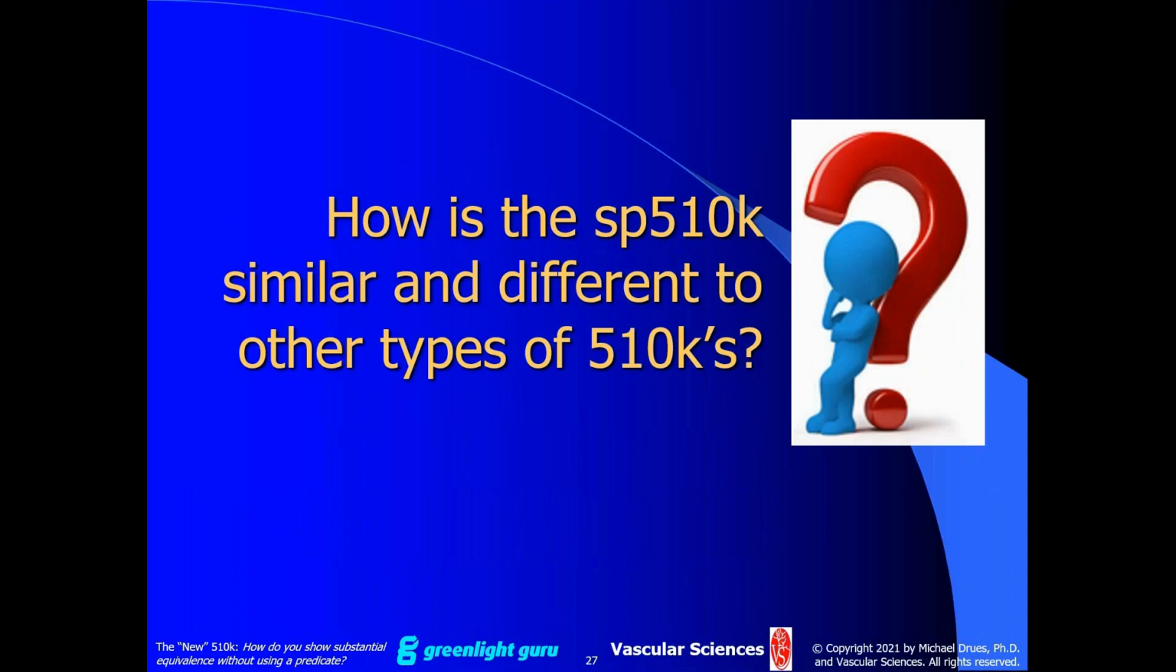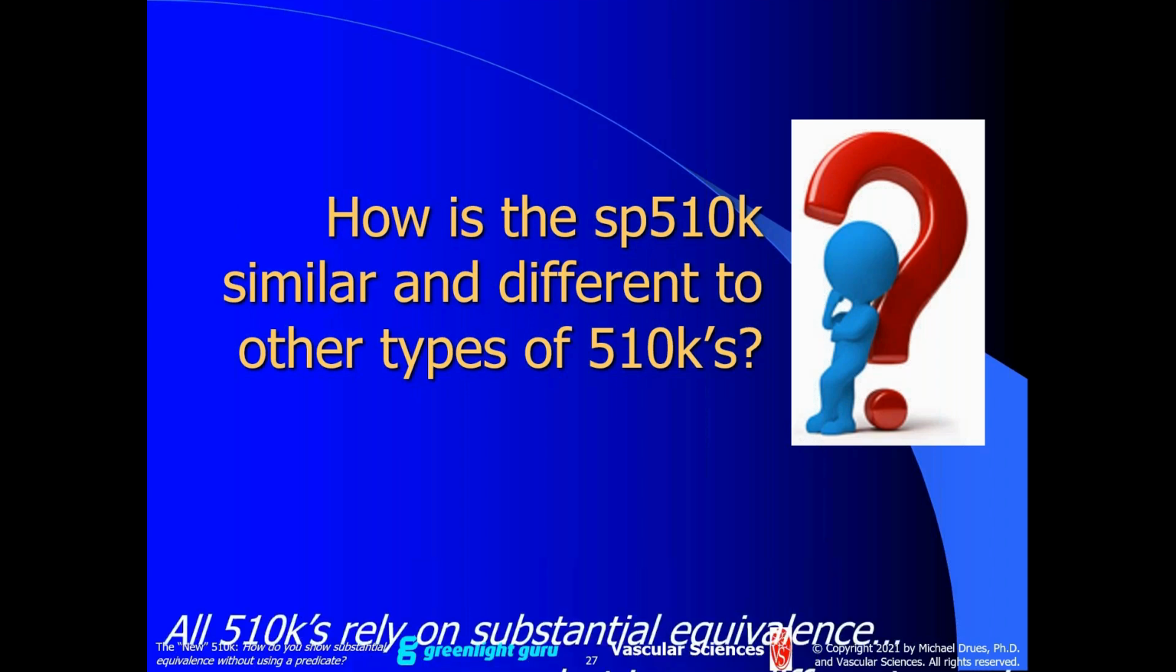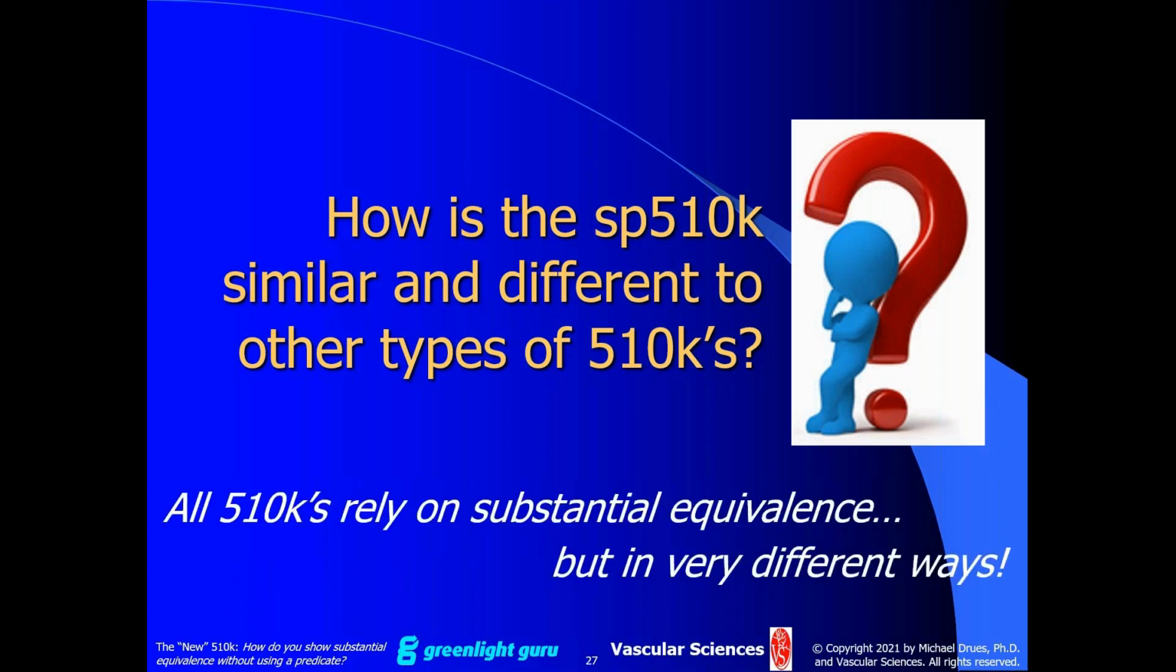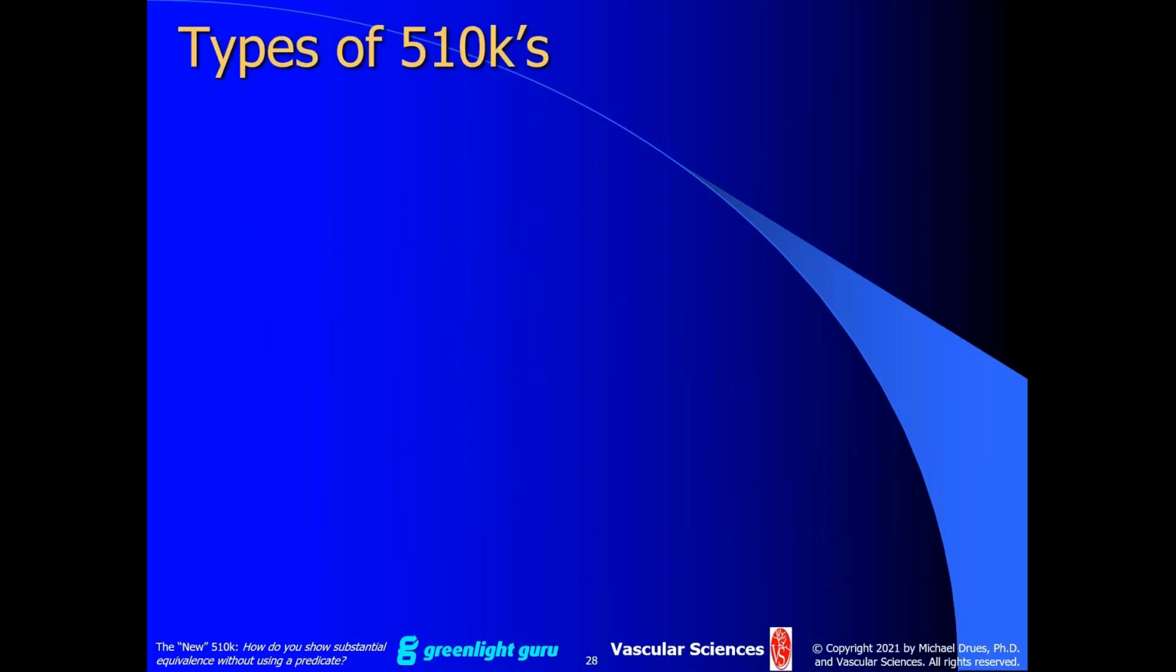So getting more specific now, how is the SP 510K similar and different to other types of 510Ks? Well, first of all, 510Ks, including this quote unquote new SP 510K, all rely on substantial equivalence, but they rely on substantial equivalence in very, very different ways. So just as a quick review of the different types of 510K, the most common type of 510K is the traditional, as I said earlier. About 70%, give or take, of 510Ks are the traditional type. And in terms of substantial equivalence, for a traditional 510K, we need to show substantial equivalence compared to another device already on the market here in the United States, what we call a predicate device.